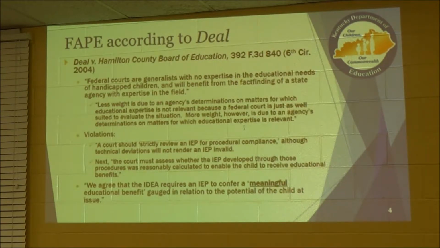Now, this is another case that often we don't talk too much about. FAPE according to Deal. So this is the Zachery Deal decision that came out of the 6th Circuit. Kentucky is in the 6th Circuit. The 6th Circuit is one step below the Supreme Court. So the decisions that are made by the 6th Circuit Court of Appeals are binding within the Commonwealth of Kentucky. And this kind of took the Rowley decision one step further. So Kentucky was a little bit unique, and this is important to remember as we start to talk about the Endrew decision.